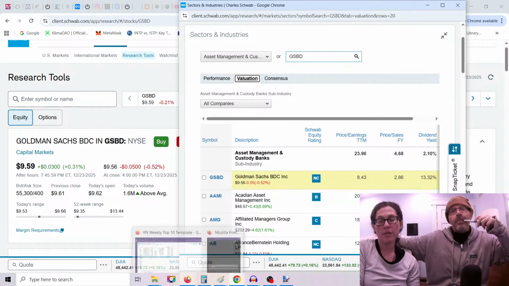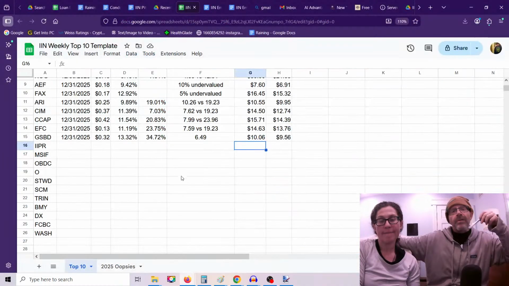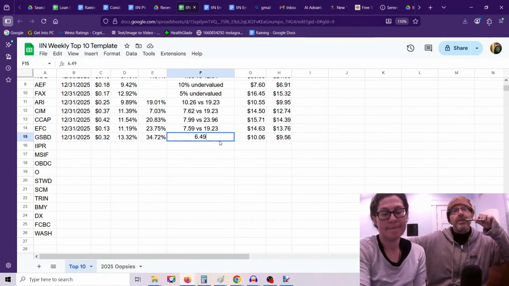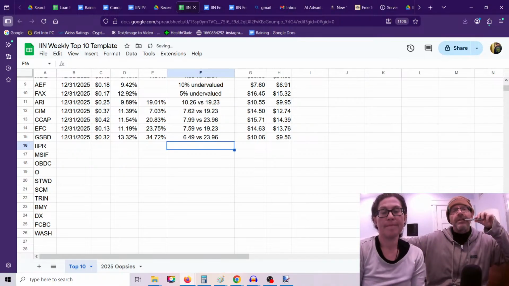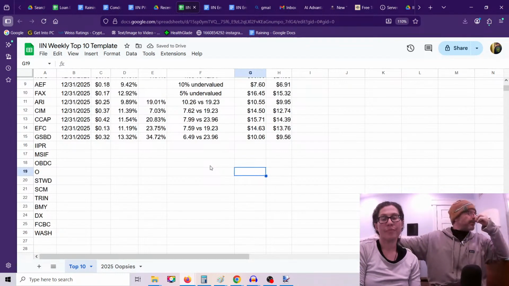2396. I should have known this. So that one might actually make the list because of the amount of revenue it's generating. That's crazy. And here's IPR. I'm pretty sure IPR is not going to make the list.